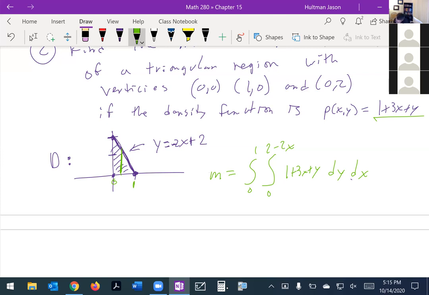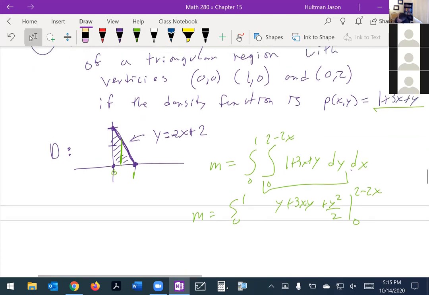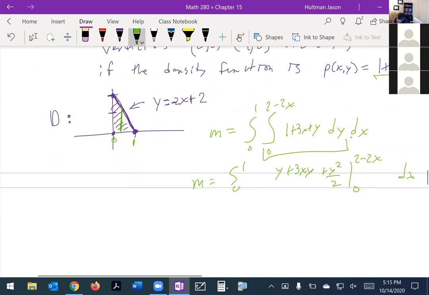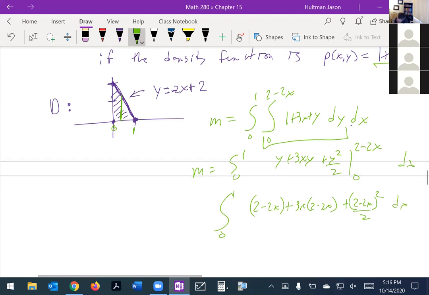So what's the mass? The mass is going to be the integral from 0 to 1 of, let's integrate this thing with respect to y. This is going to be y plus 3xy plus y squared over 2 from 0 to 2 minus 2x, dx from 0 to 1. So this is going to be 2 minus 2x plus 3x times 2 minus 2x plus 2 minus 2x squared over 2. Integrate that from 0 to 1 dx. Maybe I'll clean this up a little bit.